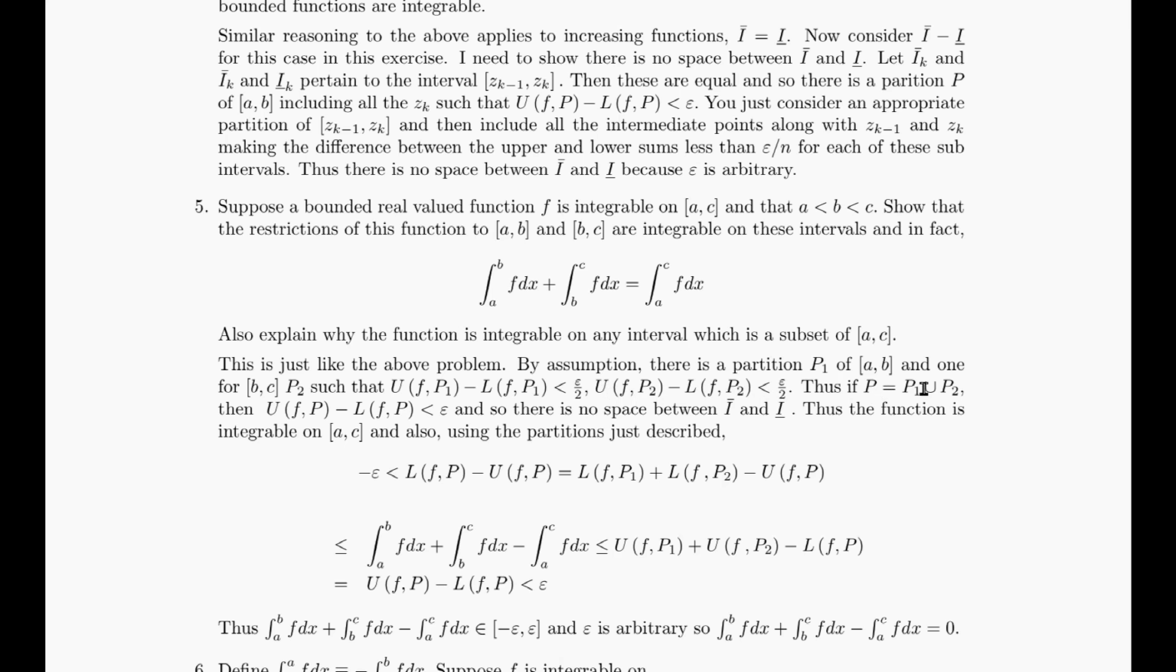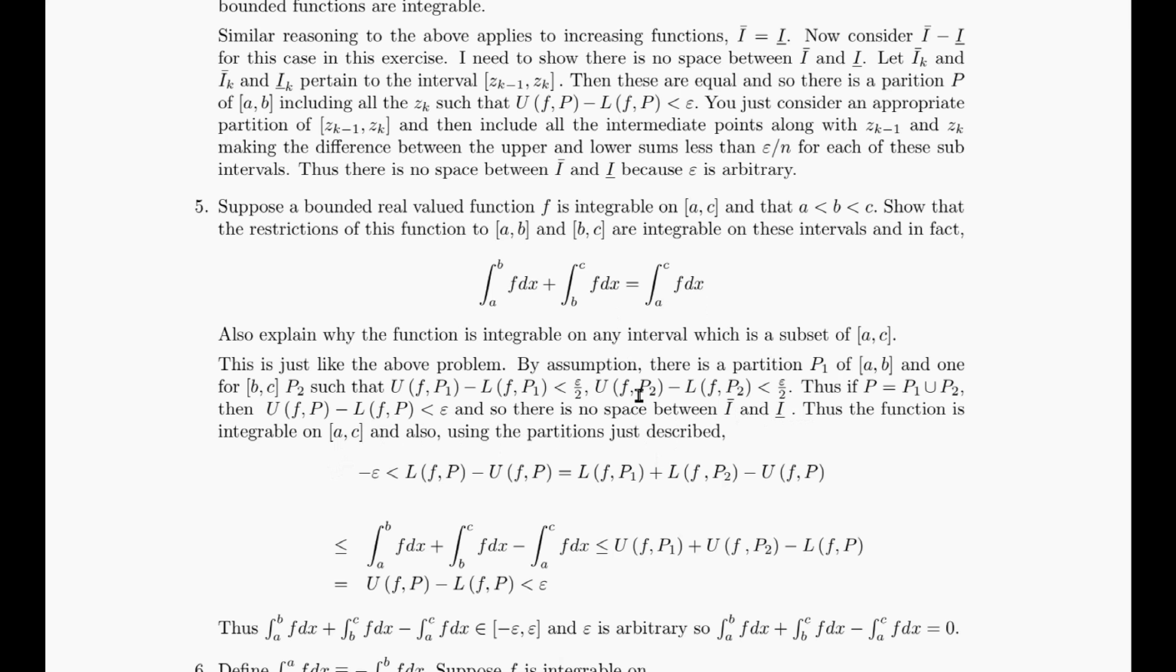So what I'll do is I'll let P be the union of these two partitions, and now that will give me a partition of the whole interval from a up to c. And then this minus this would be equal to this one minus this one plus this one minus this one. And so it would be less than epsilon. And so there's no space between these upper and lower integrals. So the function is indeed integrable on the interval from a up to c.